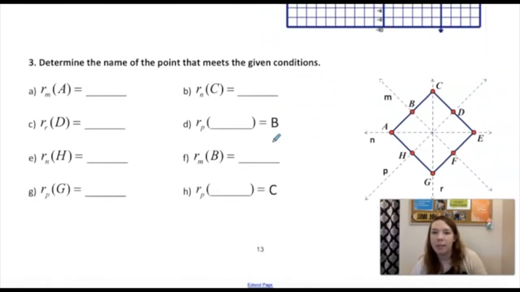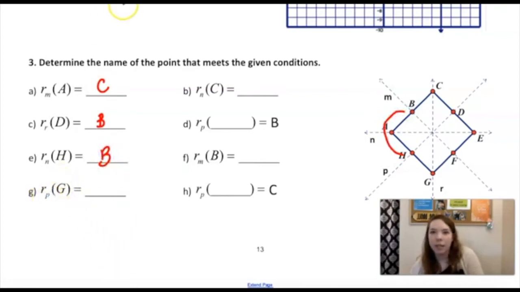Determine the name of the point that meets the given conditions. What point would A be reflected over M? A over M should be C. This one is D over R. Point D over line R, that's this one, will give us B. H over N. Here's H and our line N, so it looks like that would end up at B as well.